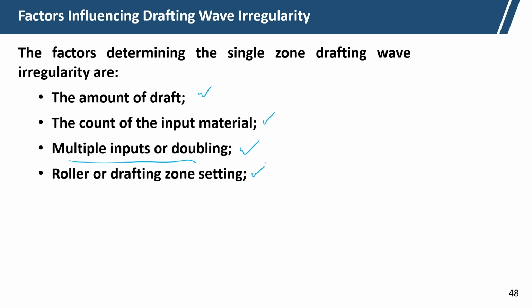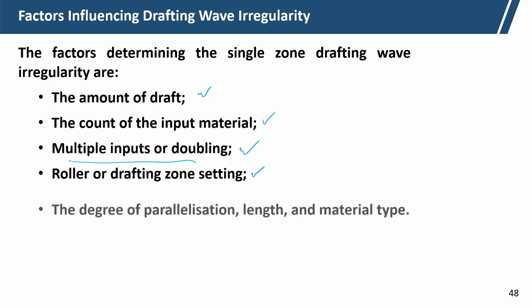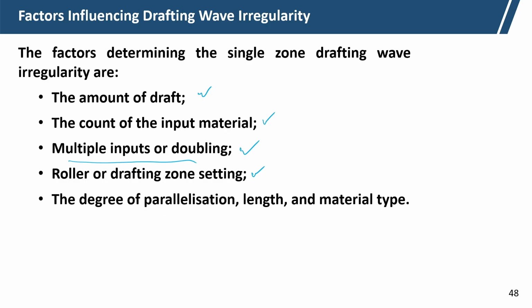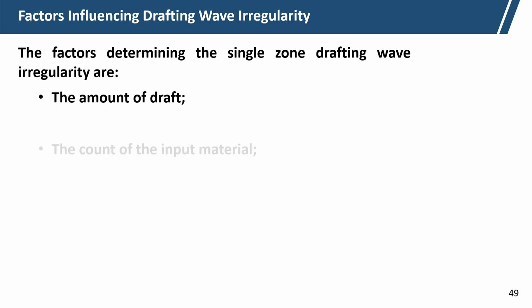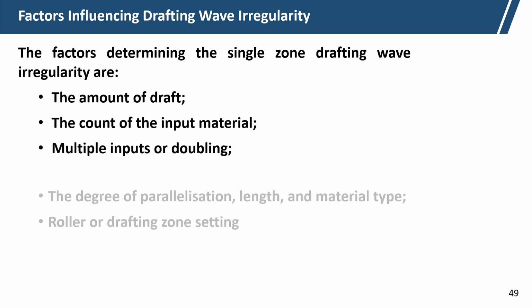Roller setting. The higher the roller setting, the more floating fibers there will be, so that will affect the drafting wave. Degree of parallelization, length and material type. All these parameters, all these factors, we will discuss now one by one. So, these are the factors.